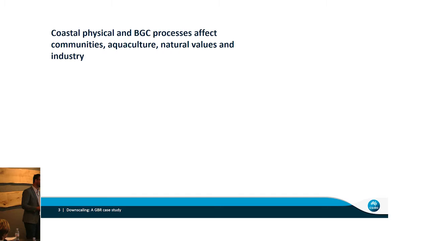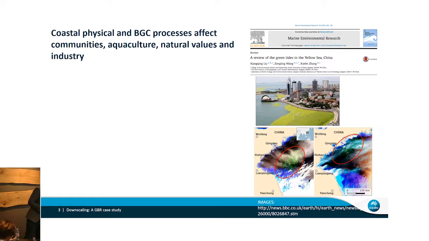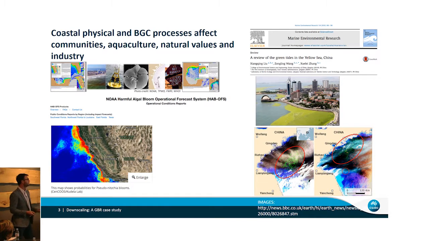A lot of what I'll talk about today, whilst I focus on the GBR, the Great Barrier Reef, there are similar problems that occur worldwide. Some classic examples of where downscaled BGC processes have helped explain dynamics include the green tides that affected the Qingdao region during the Olympics. We see that harmful algal blooms are becoming more and more prevalent in certain areas. For example, NOAA now have a harmful algal bloom system, and Marion touched on that this morning and the way in which they go about predicting that.